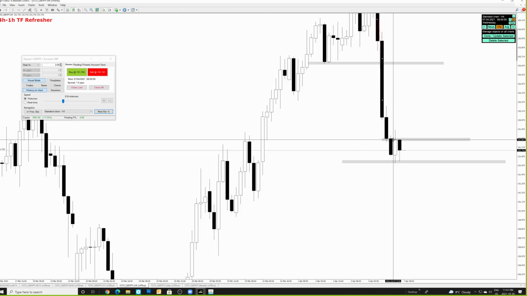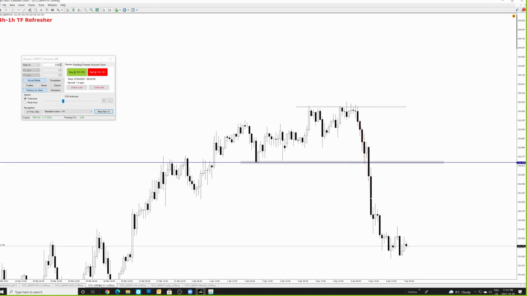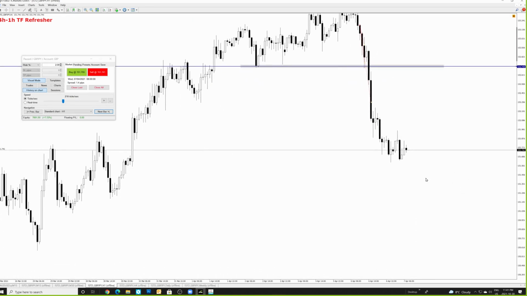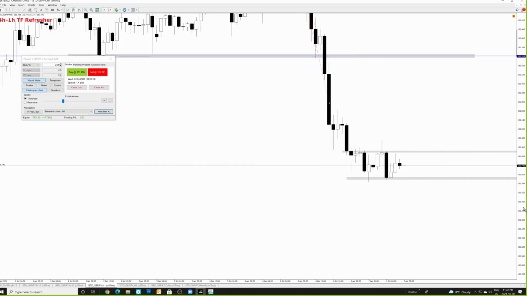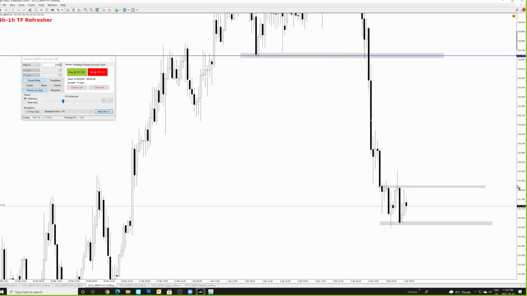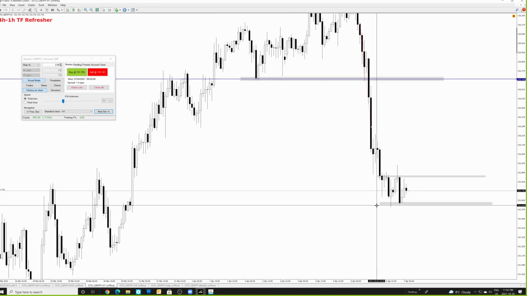Looking on the 4-hour, we're consolidating. Let's take a look on the 1-hour time frame. Yeah, we are basically consolidating here in the 1-hour time frame as well. We have a support, we have a resistance. Now we've got to take a look at where price can potentially move if we break the support, right?